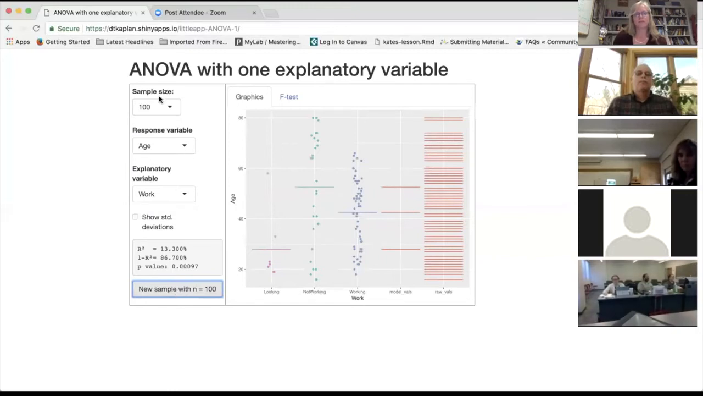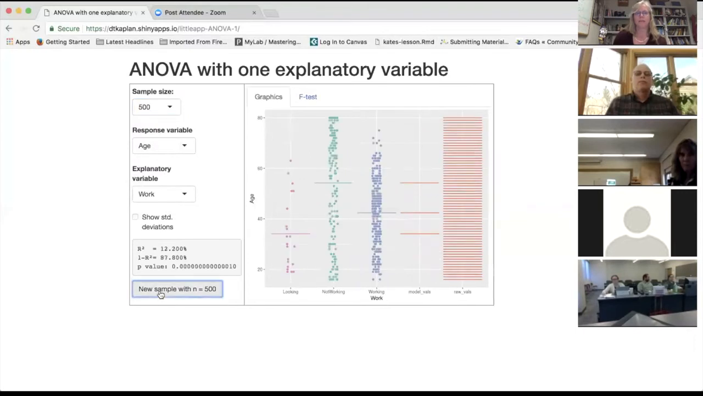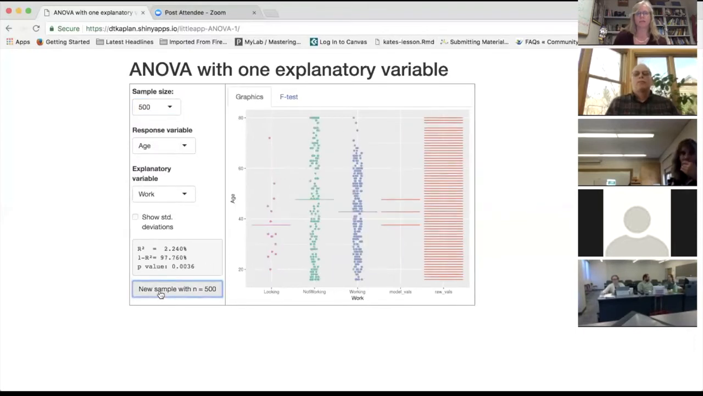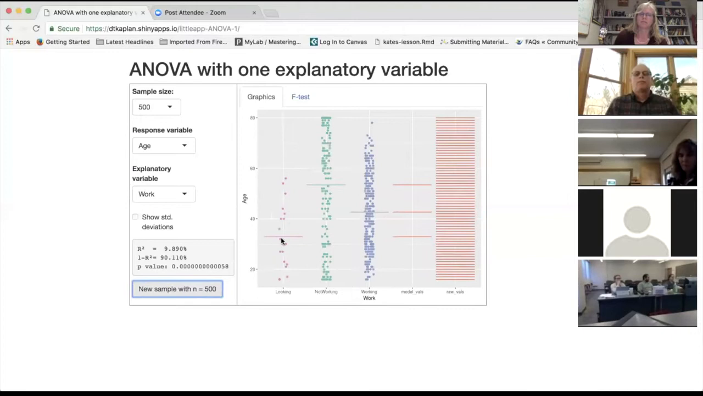And so you could do that, and we could even increase our sample size even more. Let's go up to 500. And then if you keep taking more and more samples and take a different sample each time, you can see in this case, the means don't seem to change a great deal. So that says to me that maybe there is a difference between these values. So that would be something I would have my students talk about: hey, there is something going on with my explanatory variable, looking, not working, or working, and the different ages of people.